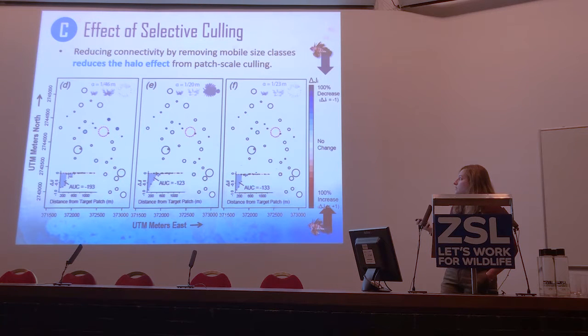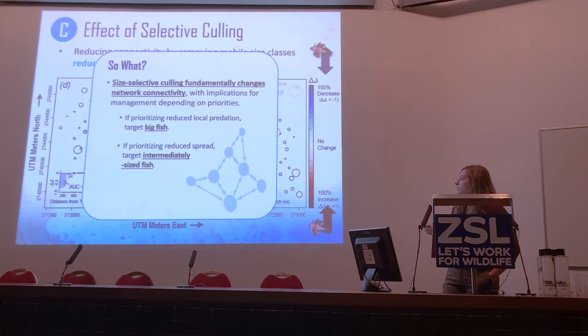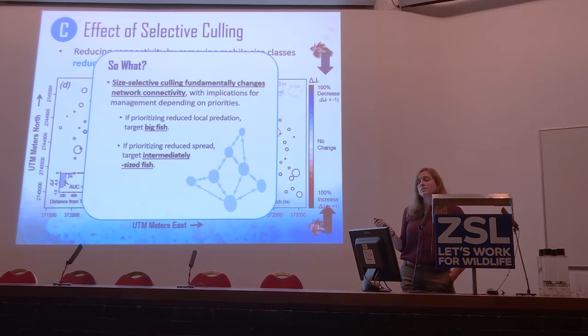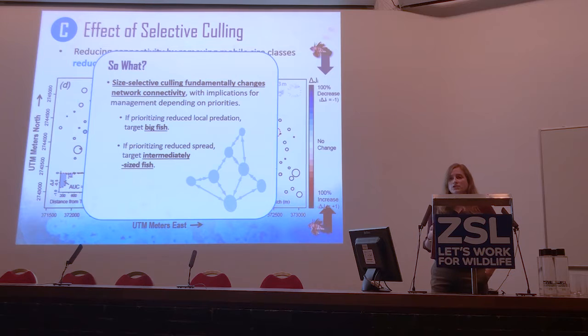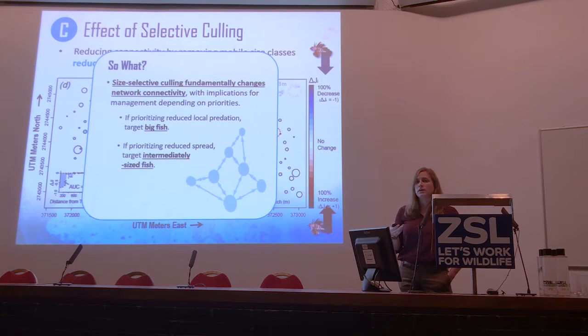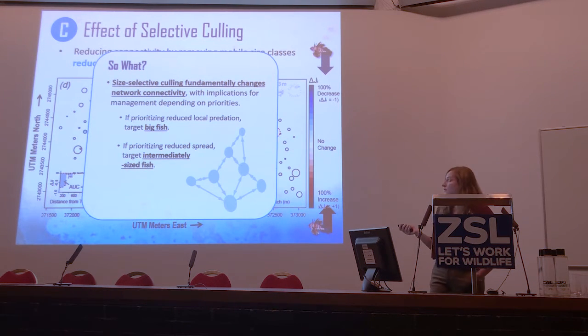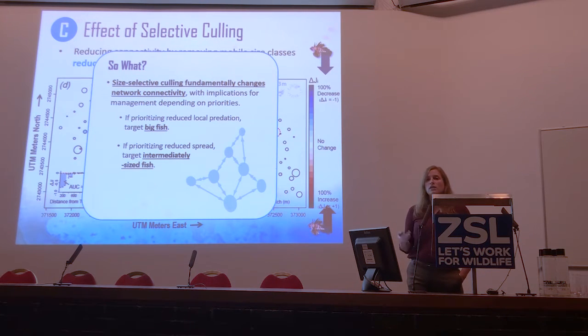So one of the takeaways from this last step that I really want to emphasize is that in a species where movement is size dependent, culling of a specific size class can fundamentally change the connectivity of the network and influence population dynamics in that way. And this has implications for management depending on what your priorities are. So if you're interested in reducing the impacts of feeding at a specific site, you might want to go ahead and target those big fish as before. But if you're more interested in reducing spread or recolonization of a site, it might be better to actually target intermediately sized individuals.